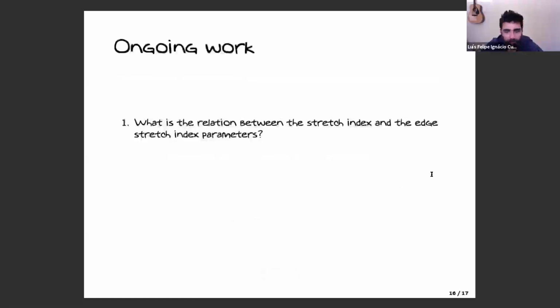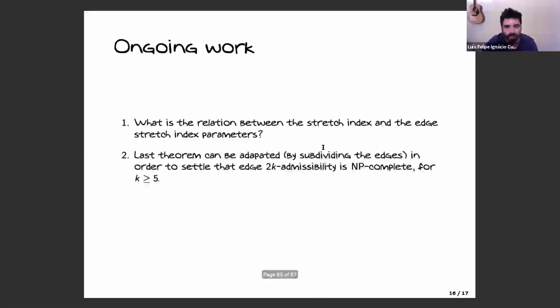Okay, so what we are working on right now is to develop exactly a relationship between stretch index and the edge stretch index parameters of a graph. So if I give you a graph and I say it's T admissible, what's the value of the edge stretch index of such a graph? We know just for some cases, but not in general.